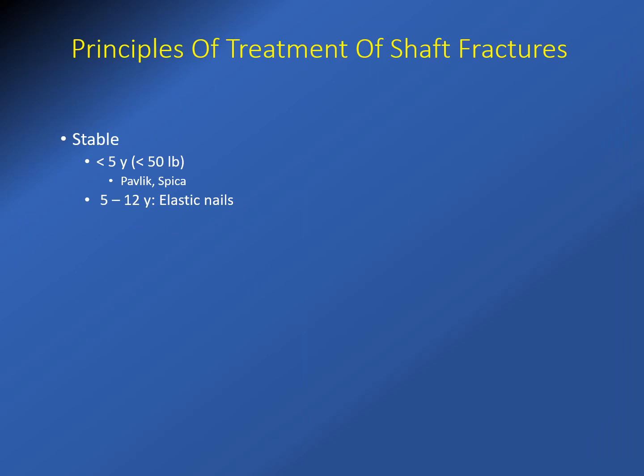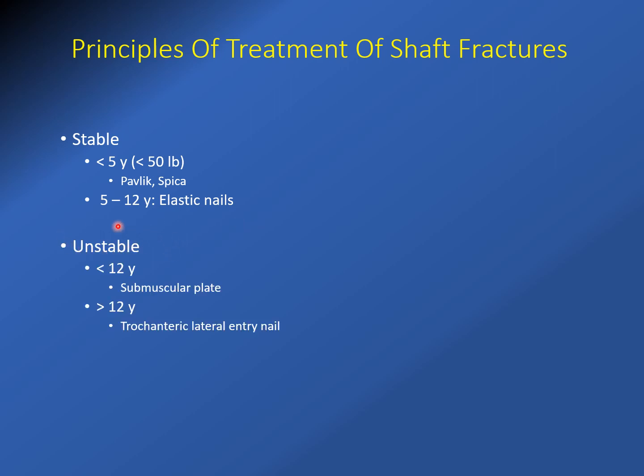So this slide summarizes what we discussed about the treatment of the shaft fracture for stable injury. For children less than 4 years old, we use the Pavlik harness in the first 6 months of life, and then the spica cast till the age of 3 to 4 years old. Children from 4 to 12 years old, if it's a stable fracture, we usually use elastic nails. So for stable fracture, very small infant, we'll use Pavlik harness. After that, we use a spica cast. Starting from the age of 5 years, we usually fix them using the elastic nail or the flexible nail.